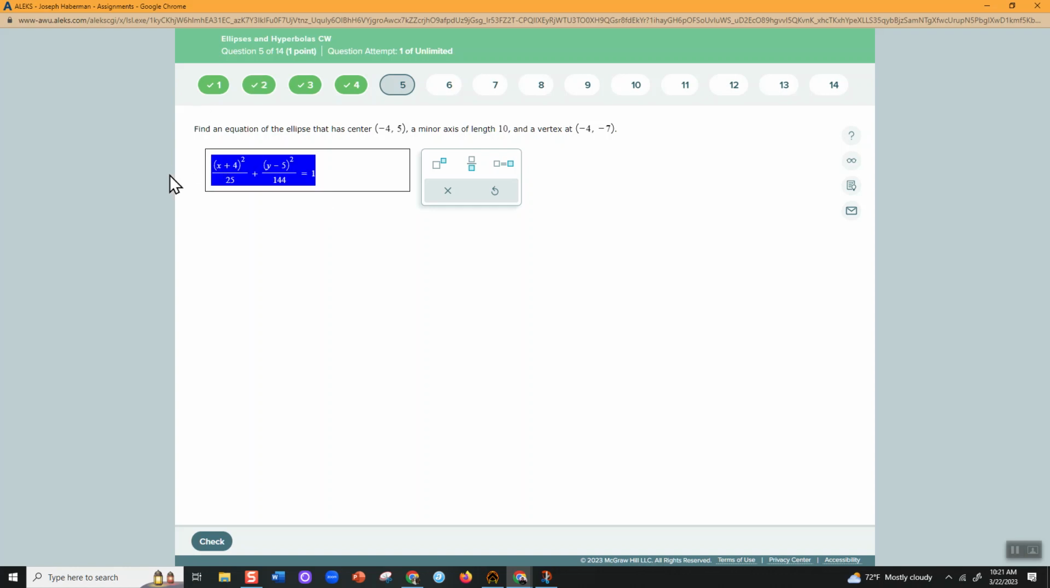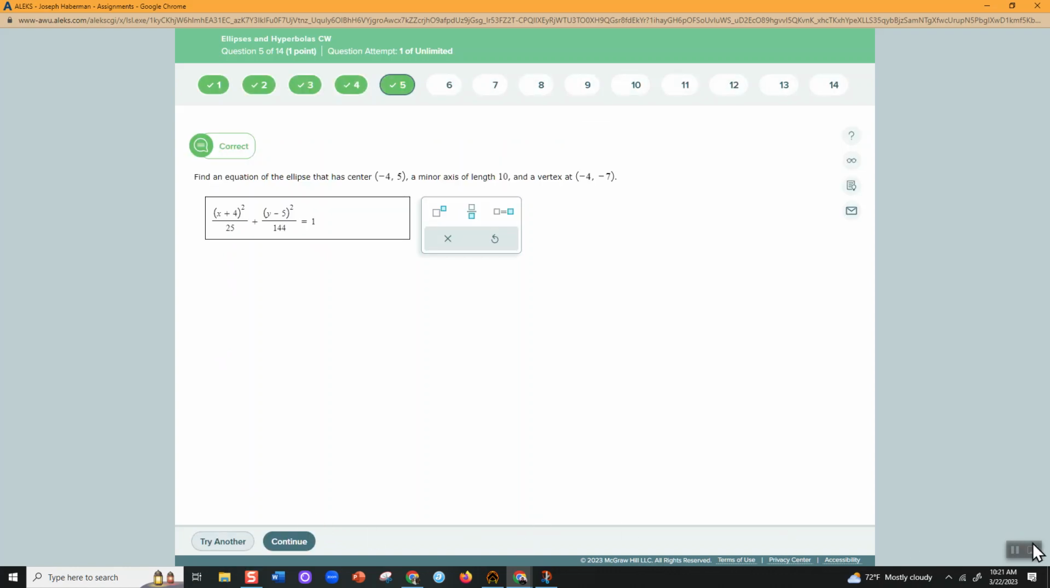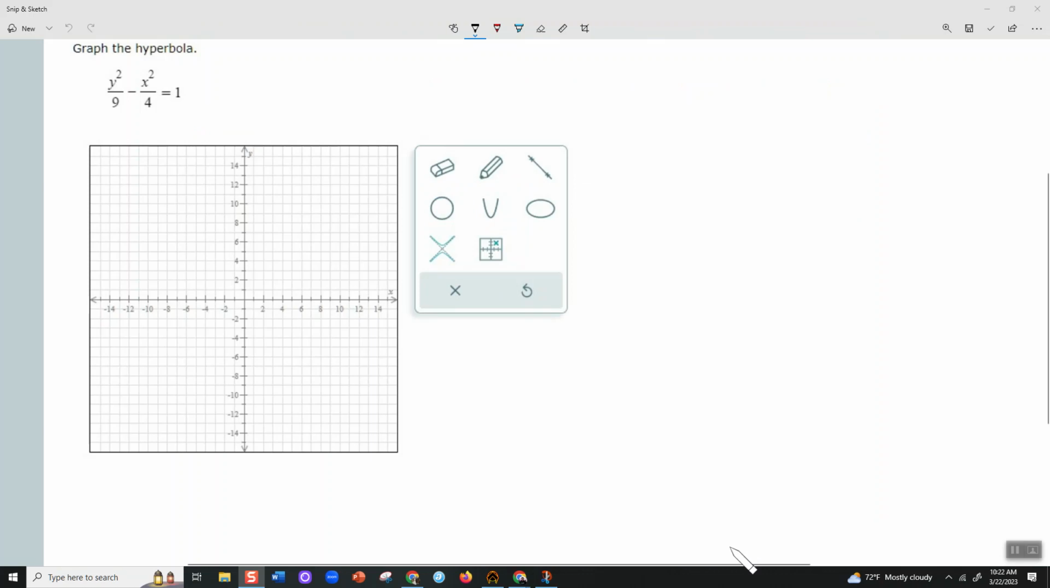You might as well copy this in your thing, because you're going to be writing some of these equations up, because it's nice to have it set up so all you have to do is change the values. Let's make sure it's right. Okay, good. All right, number 6, we're on to the hyperbolas.